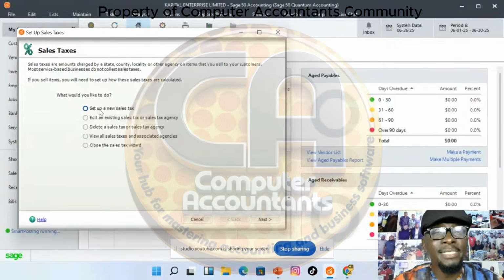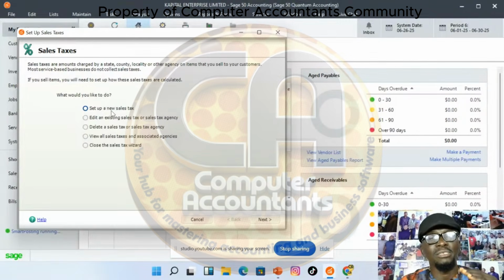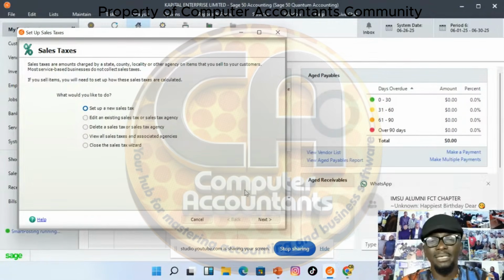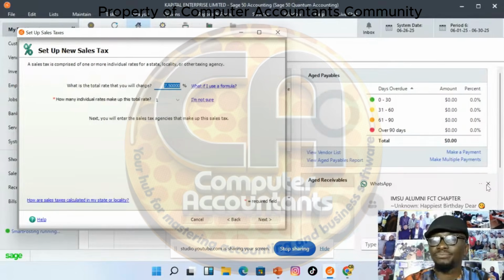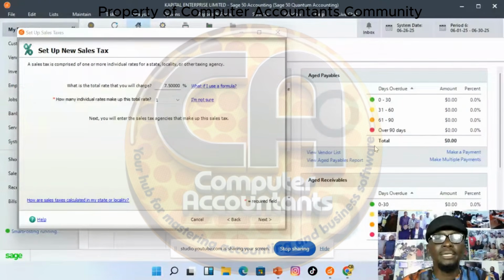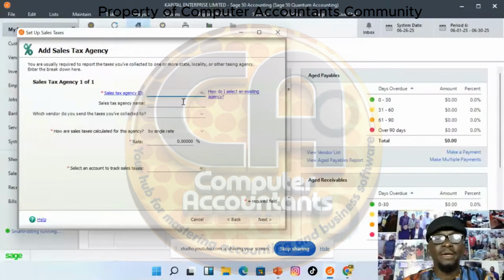Okay, so the system automatically notices that this is the very first time you are creating a sales tax or VAT. So you click next, then type in the tax value, that is 7.5. Always leave it as 1 because we are remitting to one tax agent. Then next, the tax agent is FIRS.